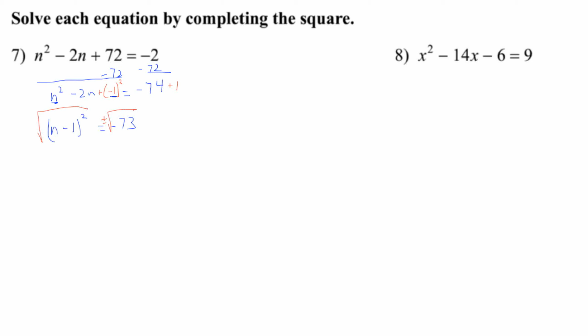Put plus or minus. On the left we just have n minus 1. On the right we have plus or minus. This was a negative under here, so we're going to have an i. So we'll write root 73 i. And then all we have to do is add 1 to both sides. Oftentimes we put the rational term first, so we're going to put n equals 1 plus or minus root 73 i.